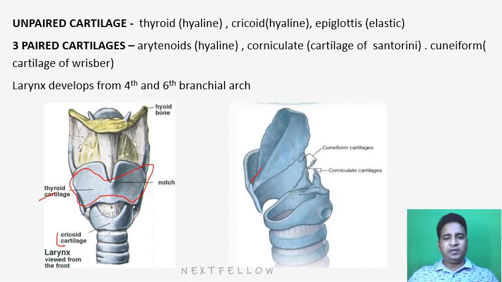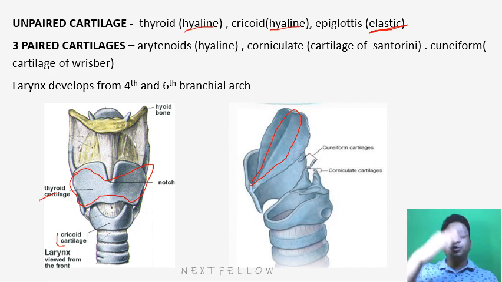Here you can see this leaf-like structure. This is my epiglottis. So the epiglottis, thyroid cartilage and cricoid cartilage, these three are the unpaired cartilages of the larynx. Out of which thyroid and cricoid are both hyaline cartilage, whereas the epiglottis is elastic cartilage, and because of its elasticity, whenever it falls over the arytenoid, or we can say corniculate cartilage, no injury happens.